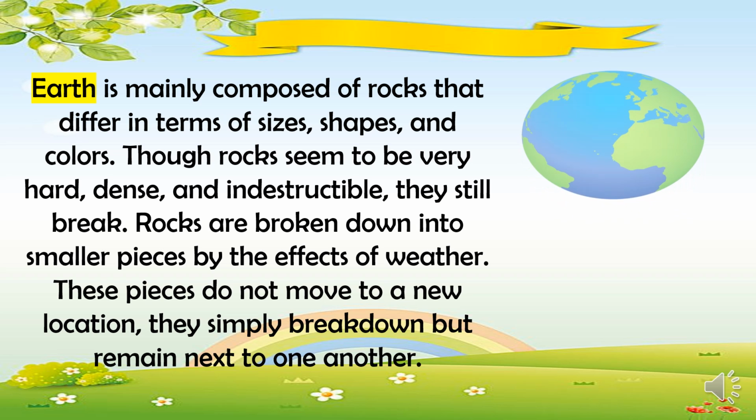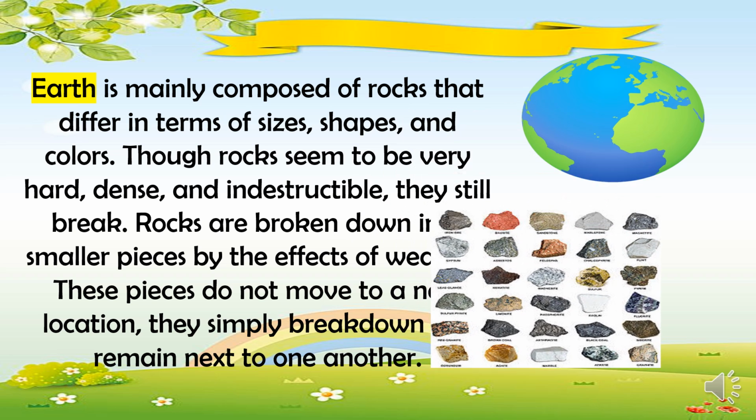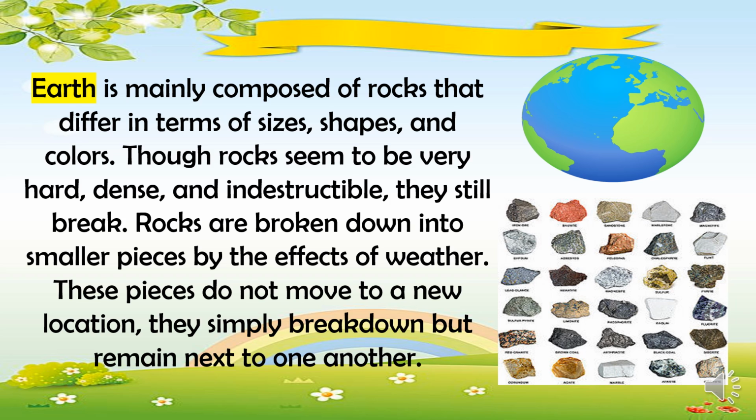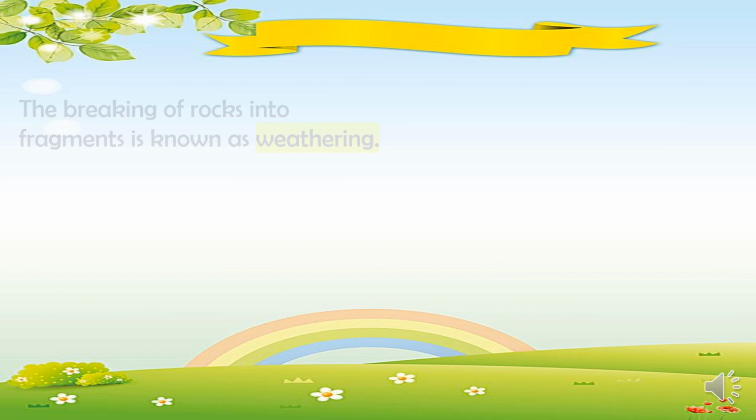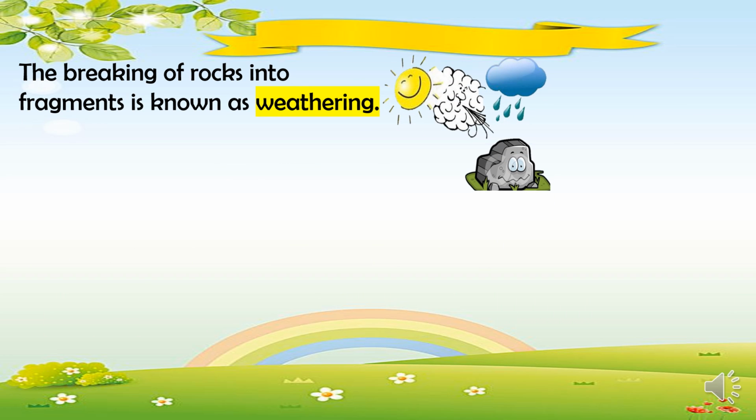Earth is mainly composed of rocks that differ in terms of sizes, shapes, and colors. Though rock seems to be very hard, dense, and indestructible, they still break. Rocks are broken down into smaller pieces by the effects of weather. These pieces do not move to a new location, they simply break down but remain next to one another. The breaking of rocks into fragments is known as weathering.